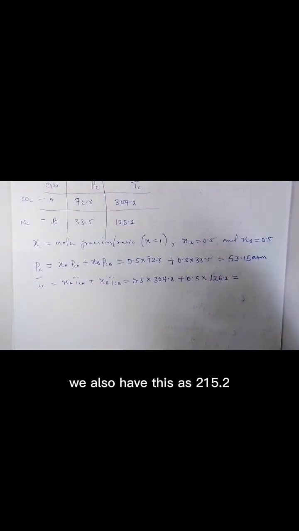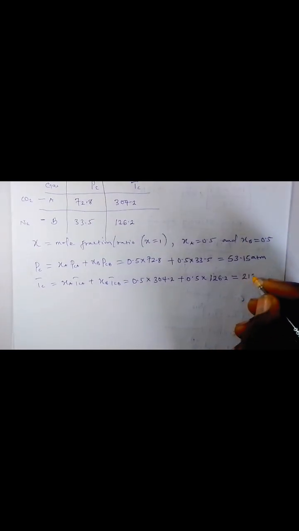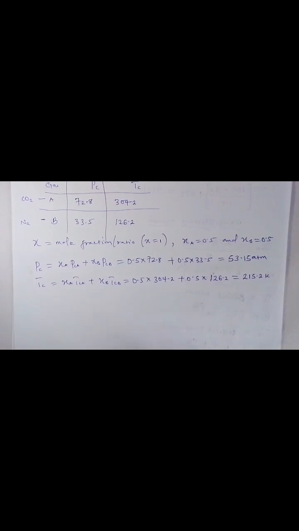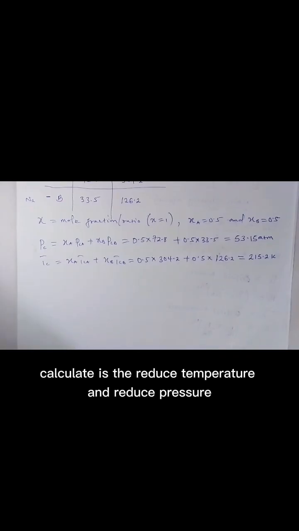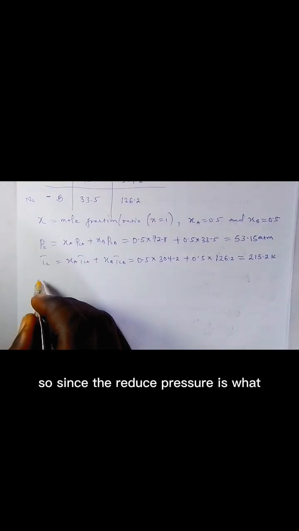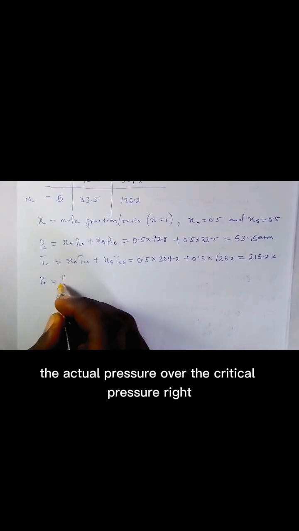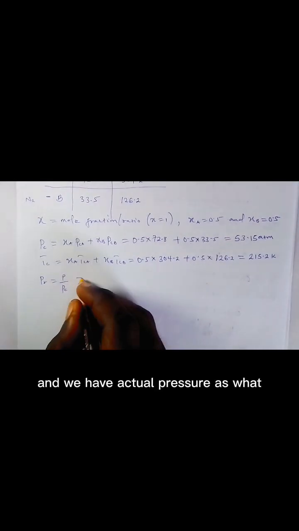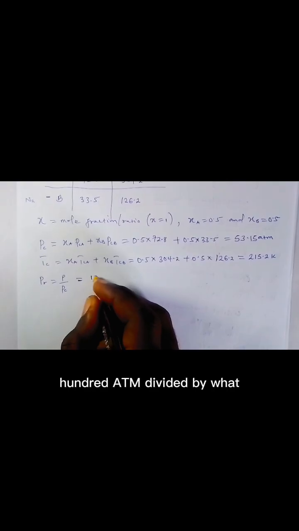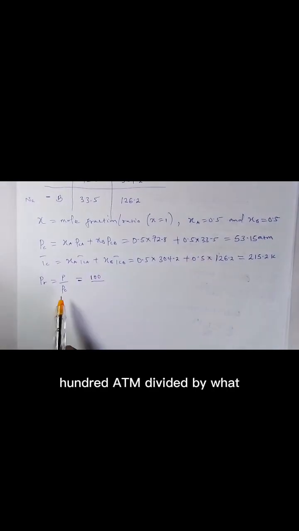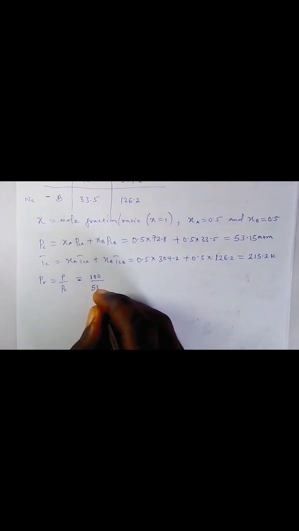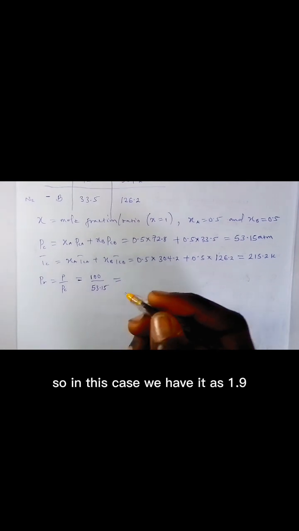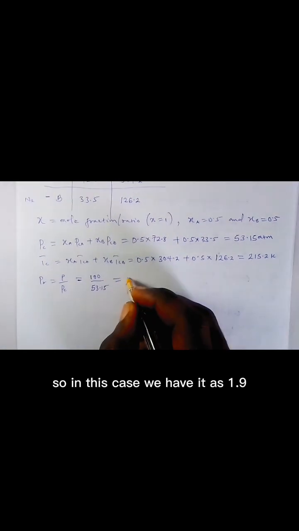We also have this as 215.2 Kelvin. So the next thing we are going to calculate is the reduced temperature and reduced pressure. Since the reduced pressure is the actual pressure over the critical pressure, we have the actual pressure as 100 atm divided by the critical pressure of the mixture, that is 53.15 atm. So in this case, we have it as 1.9.